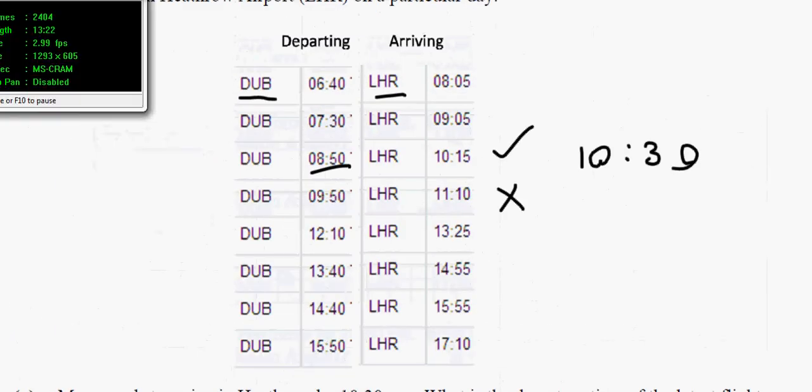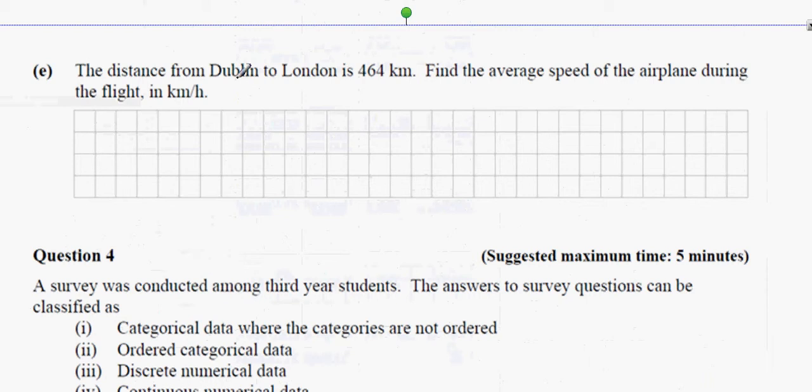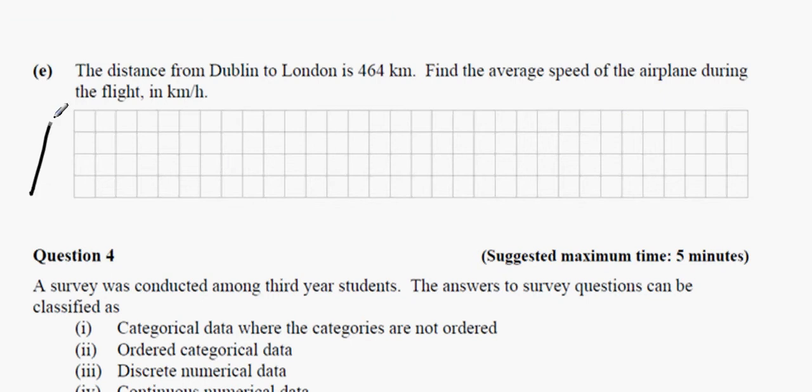Okay, so the distance from Dublin to London is 464 kilometers. Find the average speed of the airplane during this flight. Now you have to remember your distance, speed, time triangle, okay? DST. Cover up whichever one you're looking for. Find the average speed, so we're looking for speed.